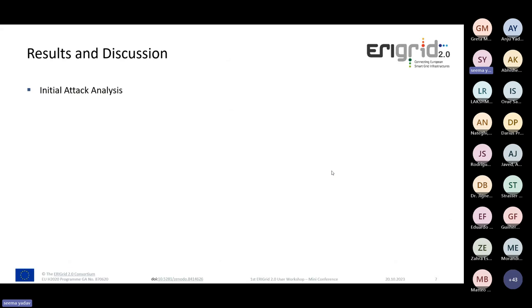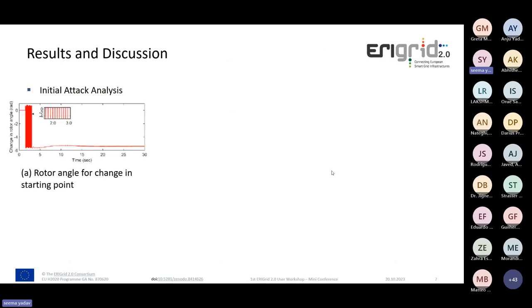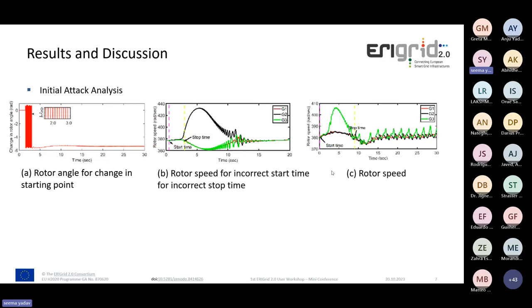There are some results which I have obtained through this project. This is the initial attack analysis. In the initial attack analysis, I tried to choose some incorrect start and stop times to see the actual importance of the switching logic. I intentionally chose the incorrect start and stop times, and from the results we can see that we were unsuccessful in creating the attack, and the system, after some time, becomes stable when we choose incorrect start and stop times.